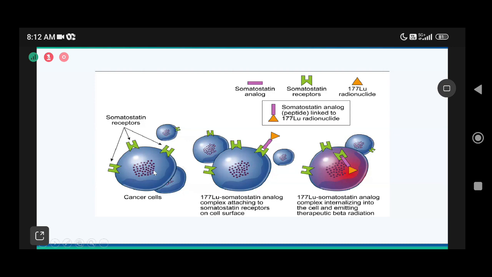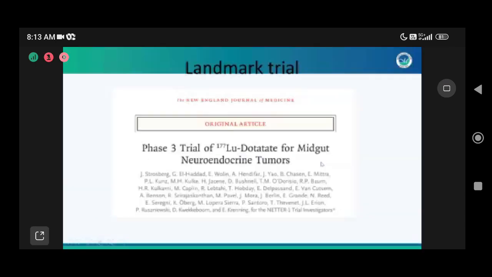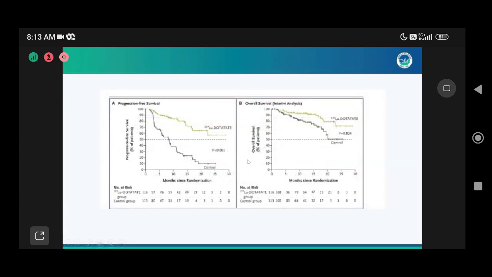So on this left side, if you see, cancer cells have somatostatin receptors. And the somatostatin analog, which has been tagged with lutetium 177, when it touches the somatostatin receptor, is internalized. And those internalized tissues emit beta rays and it helps in cell killing. So this is one of the landmark studies, the phase 3 trial of lutetium for midgut neuroendocrine tumor, which showed significant overall survival as well as progression-free survival in these cases.